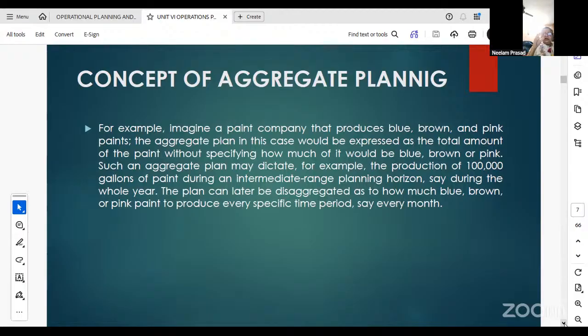Like for example, in operation planning and control, there are different stages. First is your aggregate planning, then you disaggregate. Like over here, first you are not putting color in the paint, you have just bland paint. Then according to the demand, you color the paint. That time you are disaggregating it. And third is your master schedule: what to do on which day, how the whole plan has to be executed.